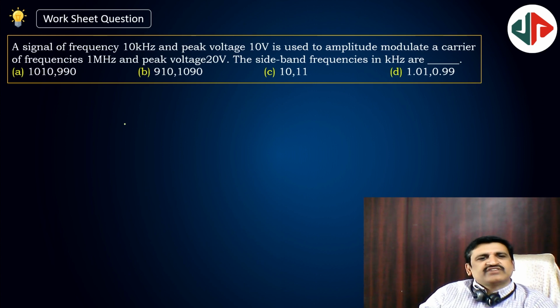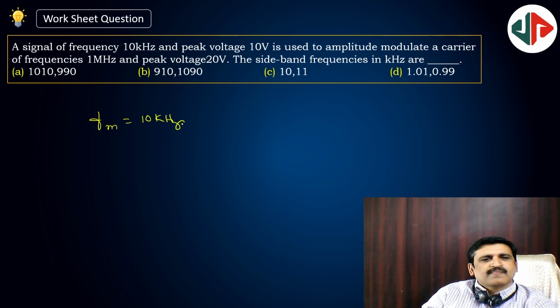The message signal has frequency 10 kilohertz and peak voltage 10 volts. So f_m is equal to 10 kilohertz, and the peak voltage A_m is equal to 10 volts.